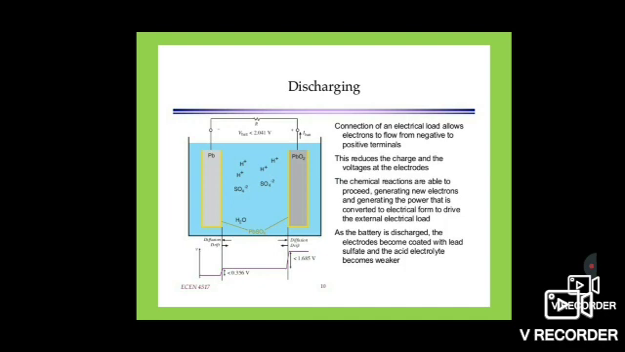Let us see about discharging. Connection of an electrical load allows electrons to flow from the negative to the positive terminal. This reduces the charge and the voltages at the electrodes. The chemical reactions are able to proceed, generating new electrons and generating the power that is converted to electrical form to drive the external electrical load. As the battery is discharged, the electrodes become coated with lead sulfate and the acid electrolyte becomes weaker.